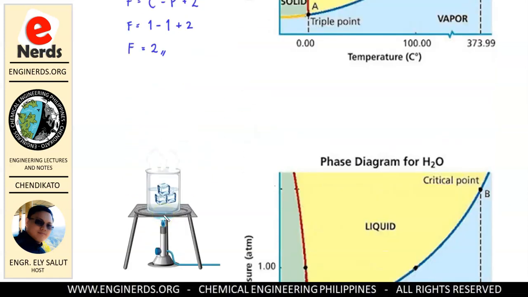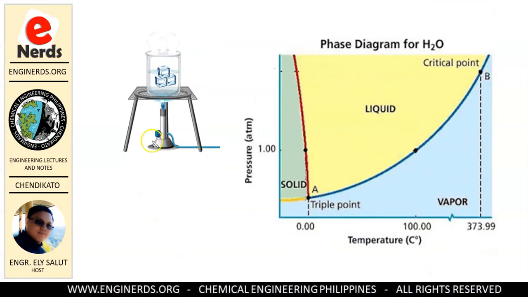Now, let us have a look at this. Dahil ininit natin siya, natunaw yung ibang ice natin. So, now we have ice and water in this example kasi we are heating our sample na nasa loob ng beaker. So, let us use again Gibbs phase rule. F is equal to C minus P plus 2. So, F is equal to, ilan ang component natin? Still 1.